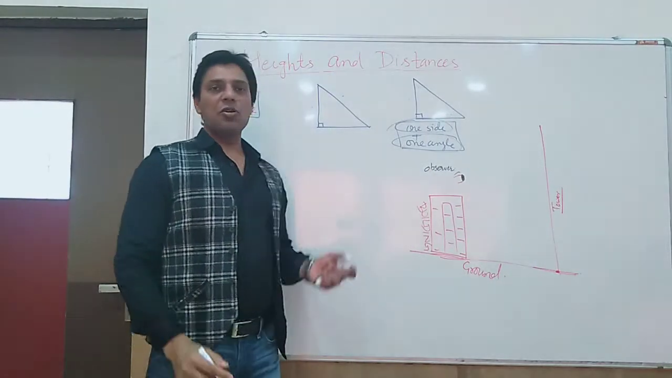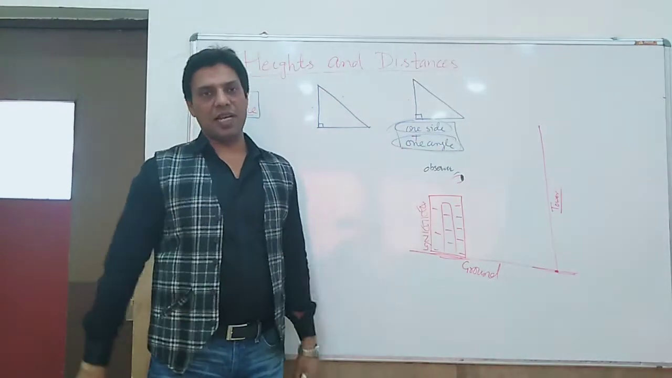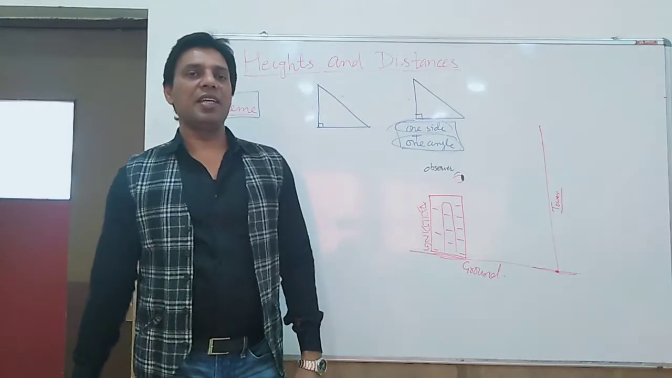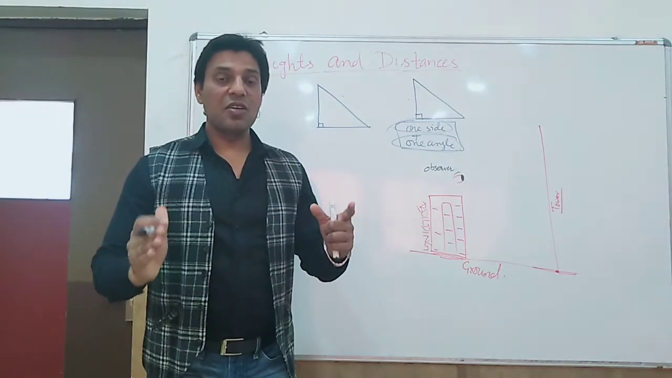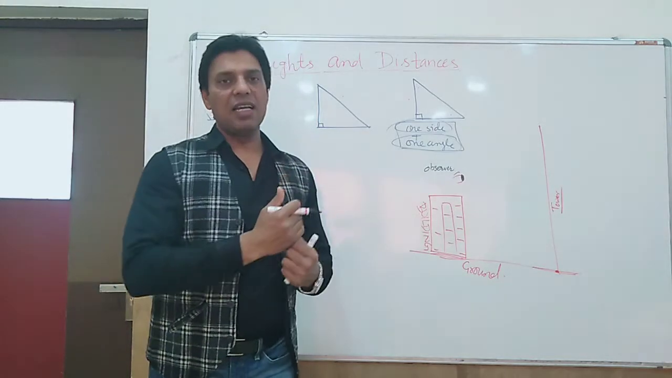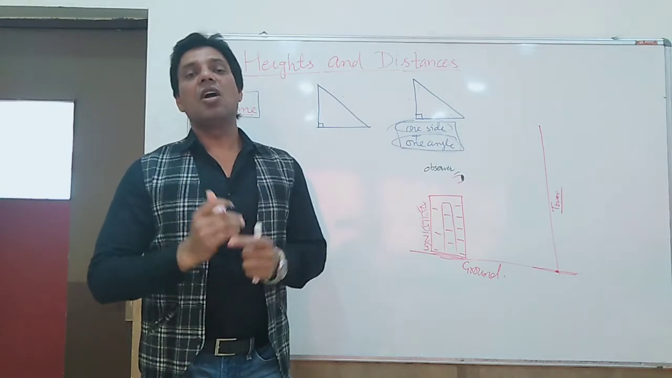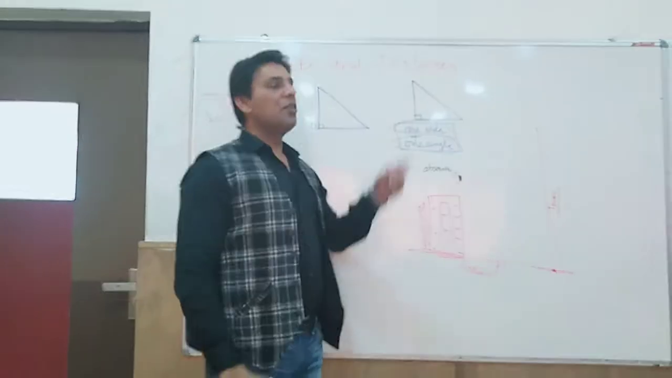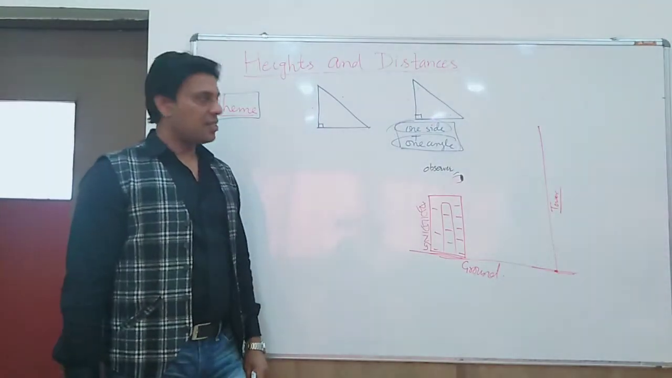So the theme of this chapter is that if you are having one side and one angle. In Pythagoras you were having any two sides, so you were able to find the third side. But in heights and distance or in trigonometry, whenever Pythagoras theorem fails, it means we have only one side and any one of the angles. Then by using trigonometric ratios, we will be able to find the other side. This is the theme of height and distance.